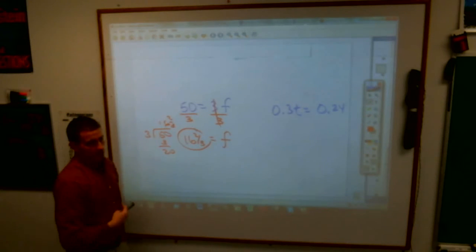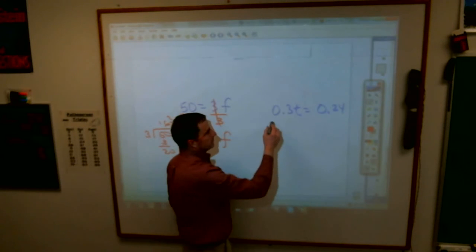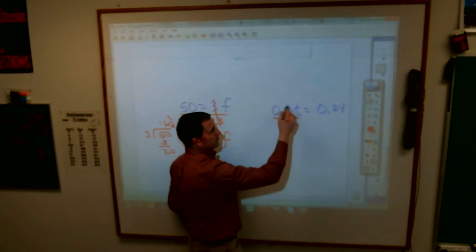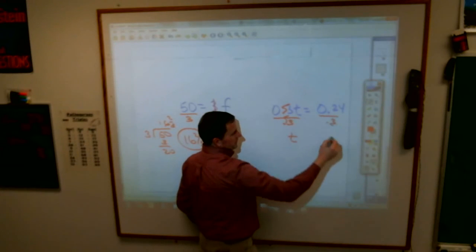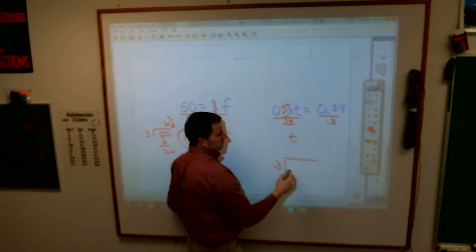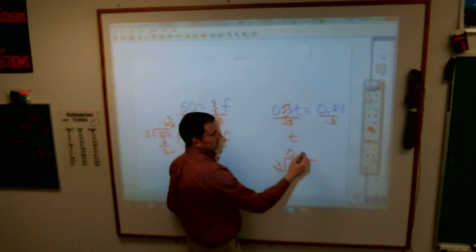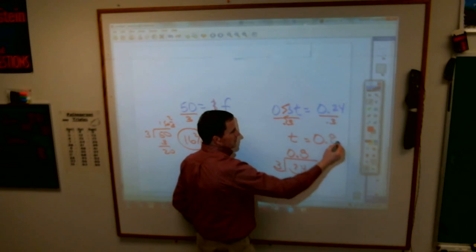Guess what you're going to do for this one? Yep, you can write a little line, you can go divide by 0.3, that makes that go away, and you're left with just a t. You're going to divide this by 0.3, which means 0.3 goes on the outside, into 0.24, move the decimal one place, move the decimal one place, it goes straight up. 3 doesn't go into 2, but 3 goes into 24 8 times. t equals 0.8.